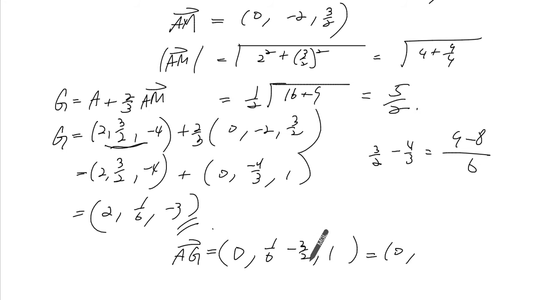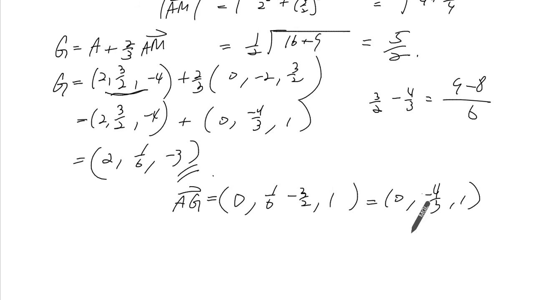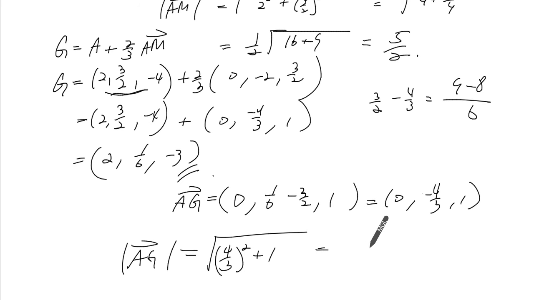What is that? This is, if you times top and bottom by 3, you get -8 over 6. Right? -8 and 1. That's reducible to -4 over 3. So AG magnitude is going to be 4 over 3 squared plus 1 square root. So you're going to get 4 squared plus 3 squared all over 3 squared. I did some shortcut there, but this is going to be 5 over 3.